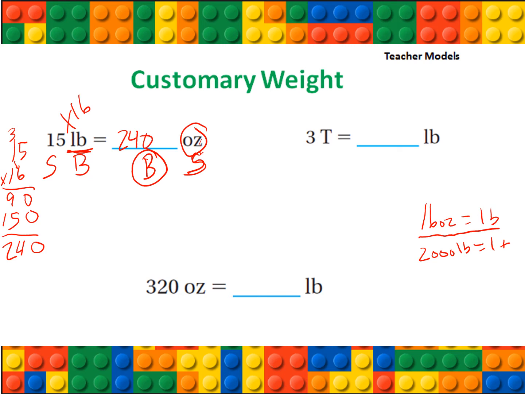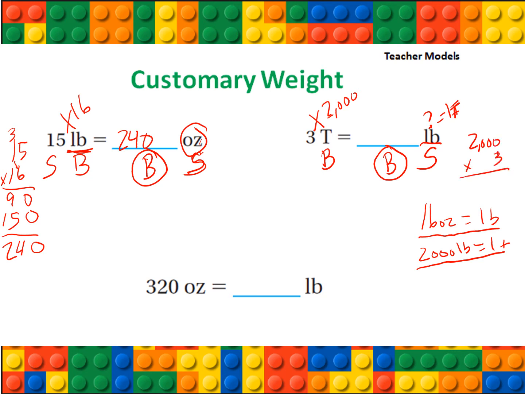Okay. Next one we have is 3 tons equals how many pounds? Tons are big. That means pounds are small. I'm looking for a big number again. We multiply. How many pounds equals 1 ton? And that answer is here, 2,000. So 3 times 2,000. So 2,000 times 3, 0, 0, 0, 6,000. So the answer is 6,000 pounds.